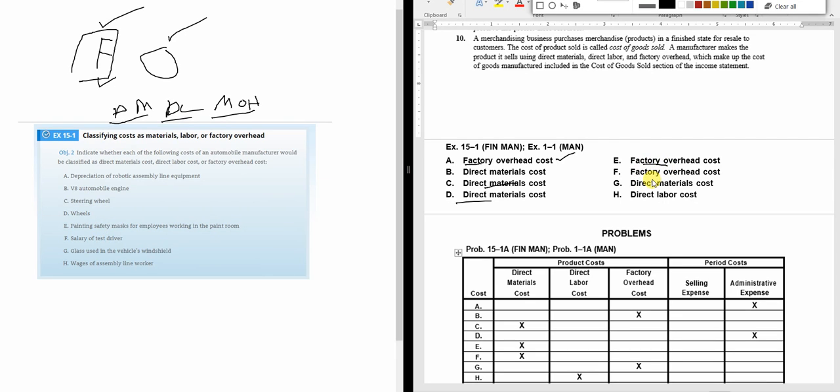Salary of the test driver, you may think the test driver would be direct labor. Generally, a test driver wouldn't test drive every single car. They would test drive them sporadically on a test basis, so they are overhead. If the test driver did test every single car for like 10 minutes, you probably could make them direct labor, but for the most part, test drivers don't drive every single car for 10 minutes. It would just take too long. Glass used is direct materials, and wages of the assembly line worker, direct labor costs.